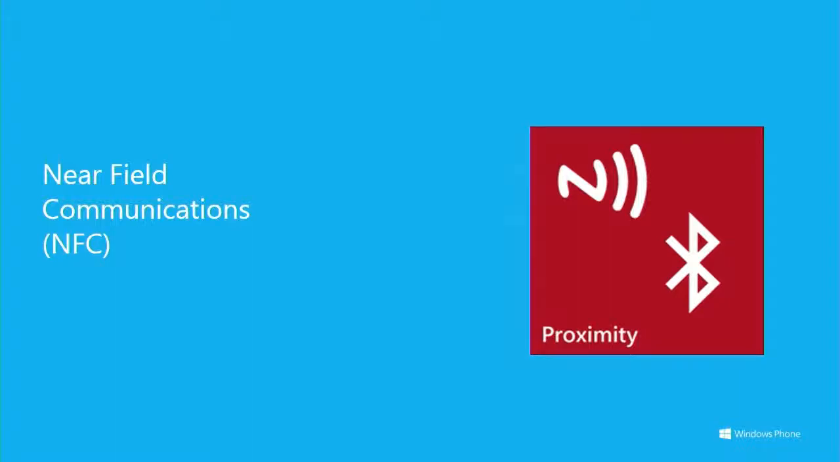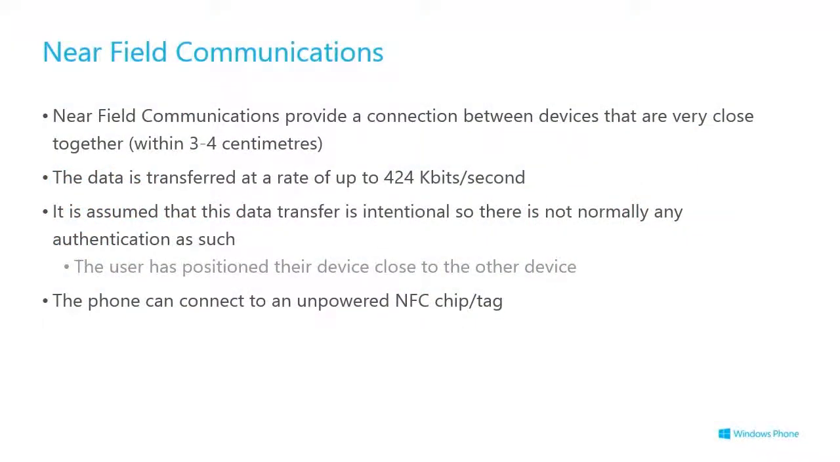Now we're going to talk about NFC. So NFC, this is within 3 to 4 centimeters. So this is the tap to connect. You have to have the devices proximate. They need to be close to each other. There's a theoretical data rate of up to 424 kilobits per second. Yeah, we know about those theoretical data rates. A practical one is a fraction of that, frankly. And it is assumed that this is intentional. So this is why there's no actual authentication, because you're deliberately pushing 2 devices together.